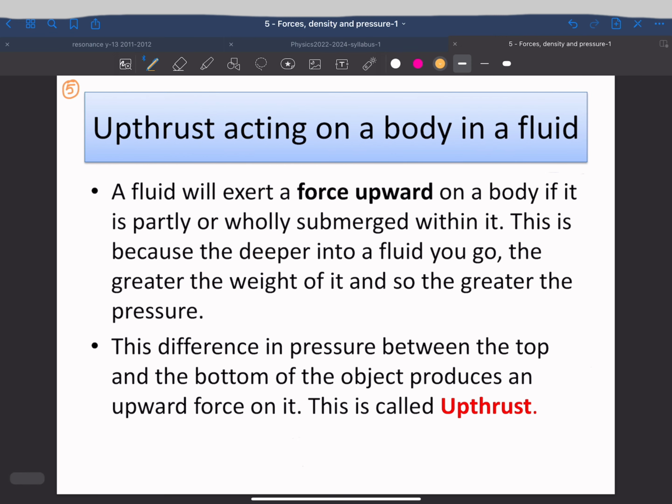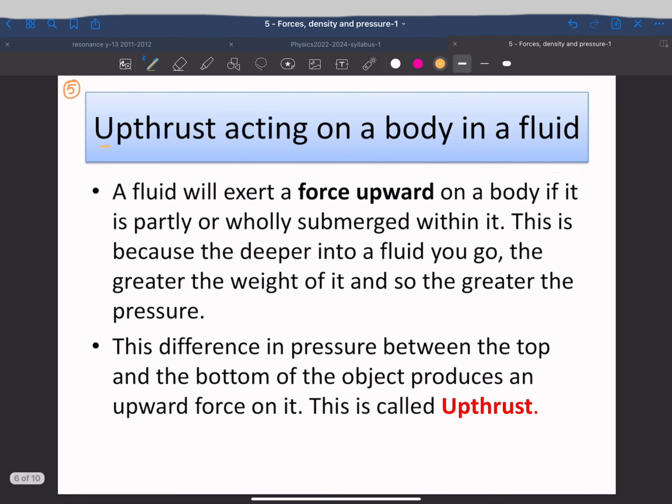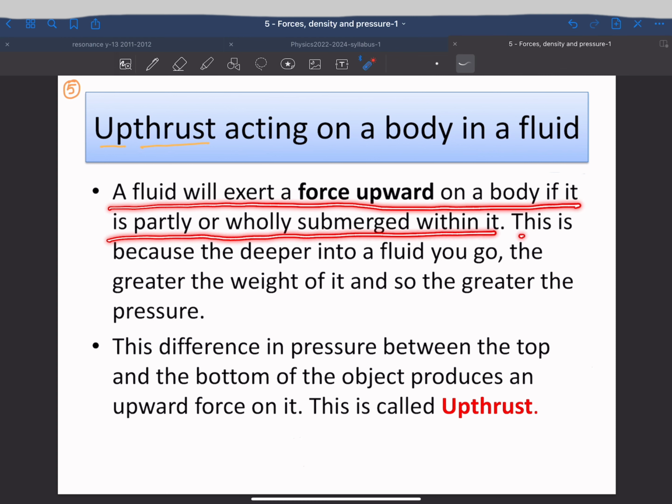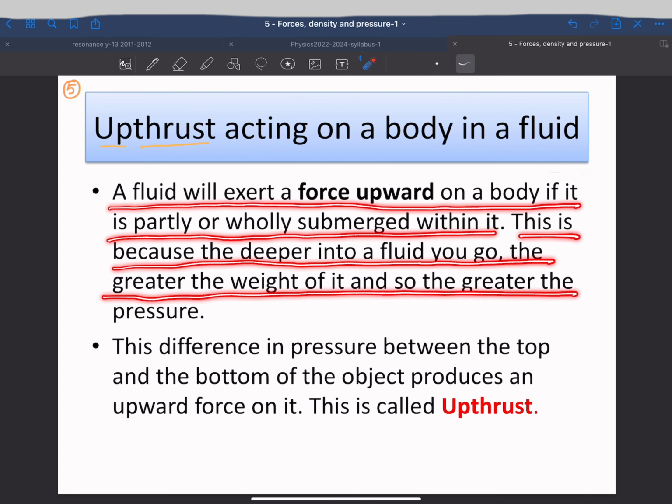Now we are going towards another important point, which is the upthrust. Upthrust is basically an upward force. Remember that always when you deal with a fluid, there will be an upward force on the body. How can we explain this? A fluid will exert a force upward on a body if it is partly or wholly submerged within it. This is because the deeper into a liquid or fluid you go, the greater the weight of it, and so the greater the pressure.